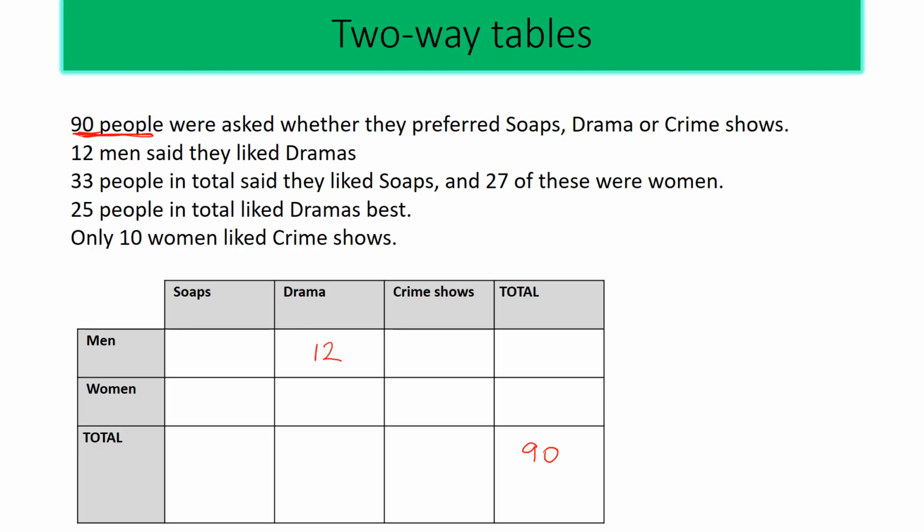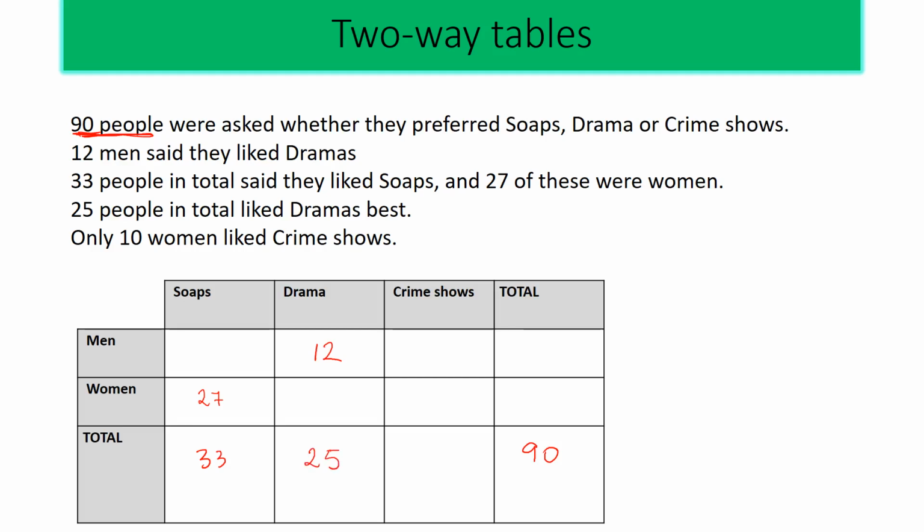Then 33 people in total said they like soaps. Okay, so I've got soaps column, and because we're talking about the total of people, that needs to go here in the bottom row. And then 27 of these were women. Okay, so out of 33, 27 were women. Then 25 people in total like dramas best. Okay, so the total for dramas is 25.